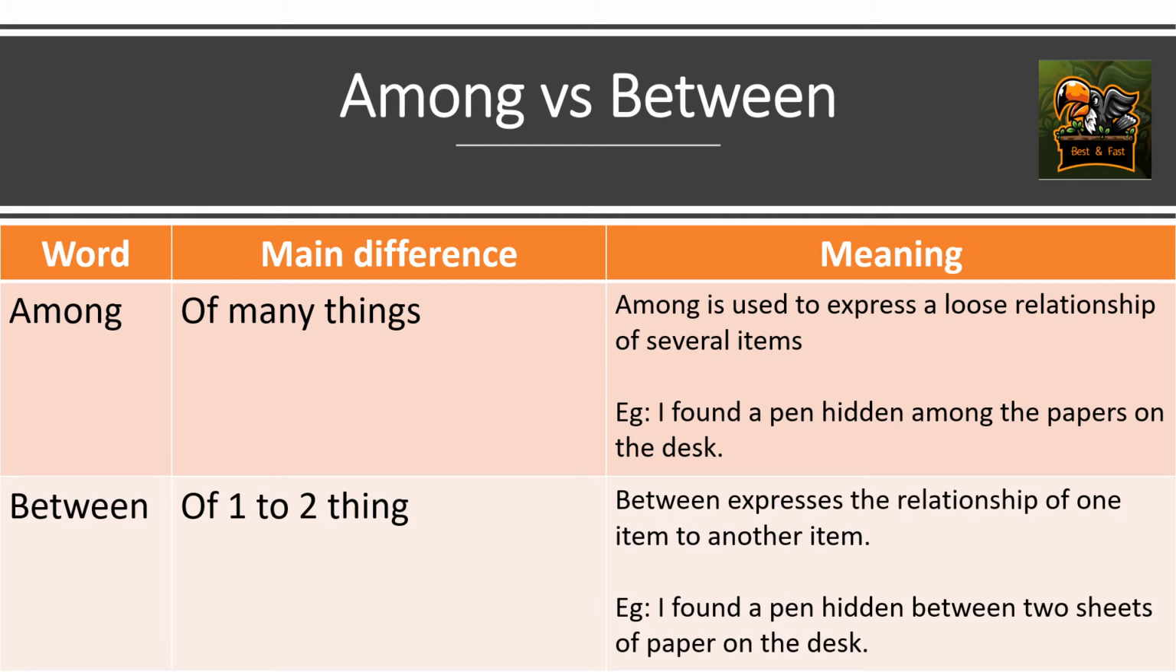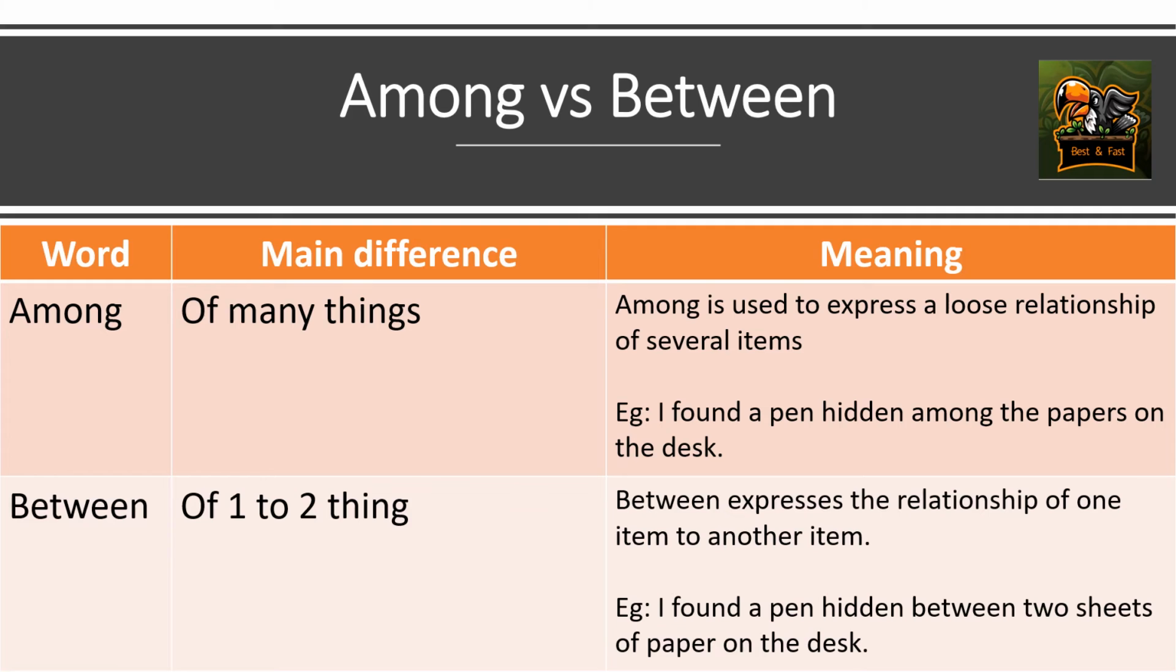Let's look at the next set, among and between. Many times we get confused as to where we can use among and where we should use between. A very simple way for us to remember would be that among is to be used when we are talking about many things, and between is for one or two things only. Let's look at the meaning. Among is used to express a loose relationship of several items, of many things together. Example, I found a pen hiding among the papers on the desk.